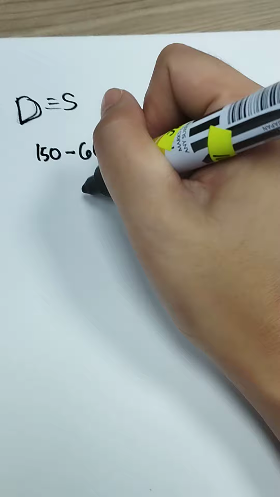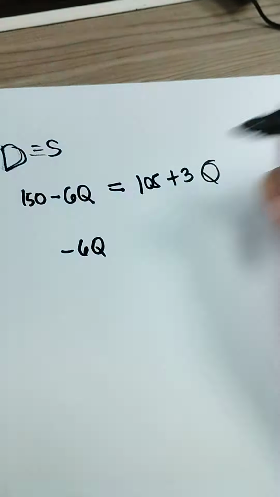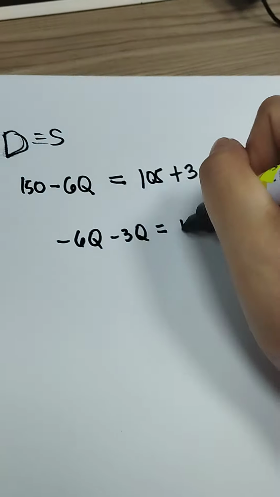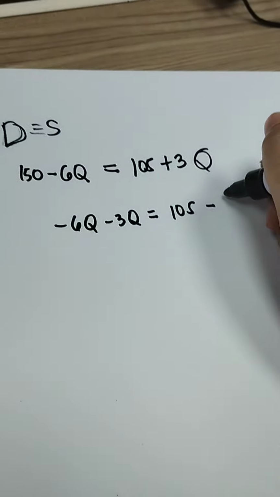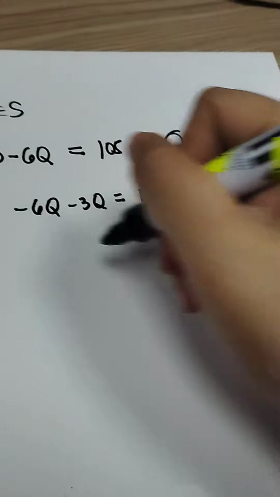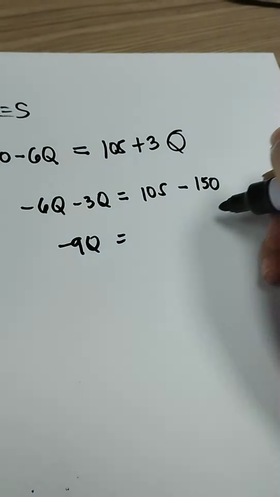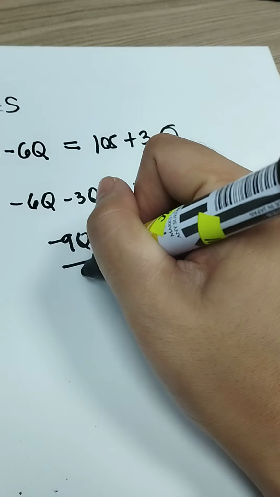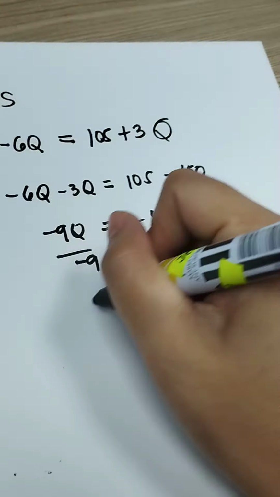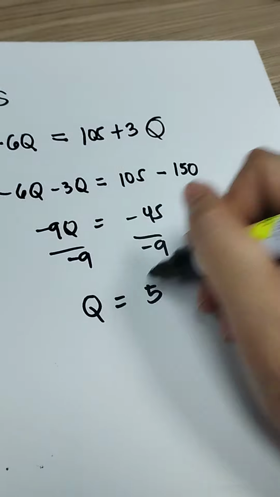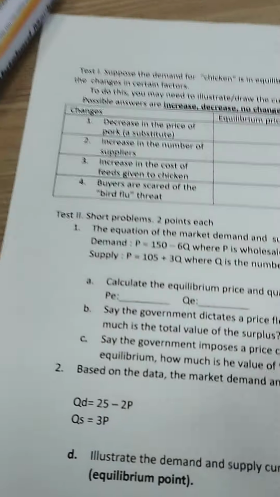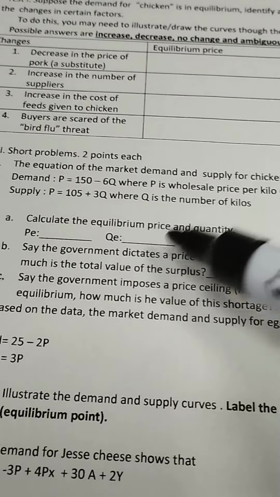So just transpose, this is negative 6Q minus 3Q is equal to 105 minus 150, transposing the negative 150. So this is negative 9Q is equal to negative 45, divided by negative 9 on both sides. Quantity is 5. So this is our equilibrium quantity. That's going to be our answer here.